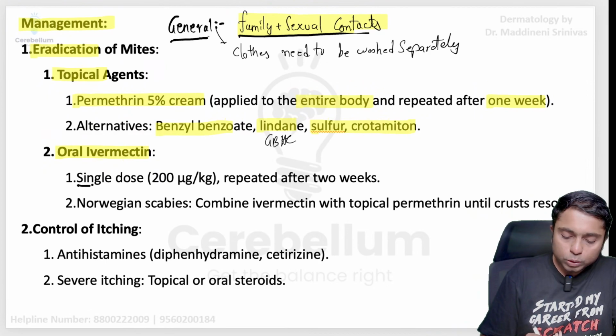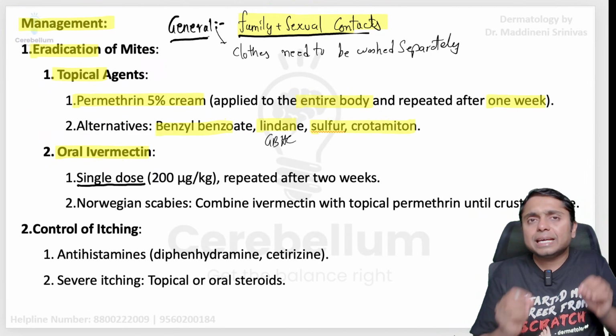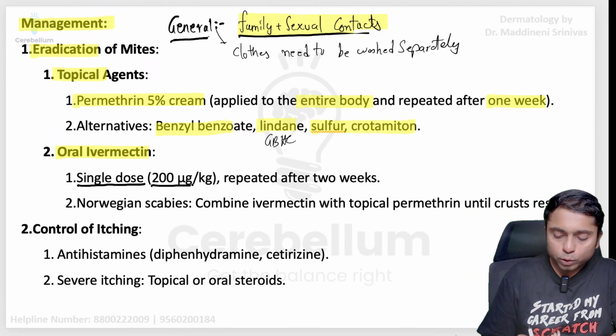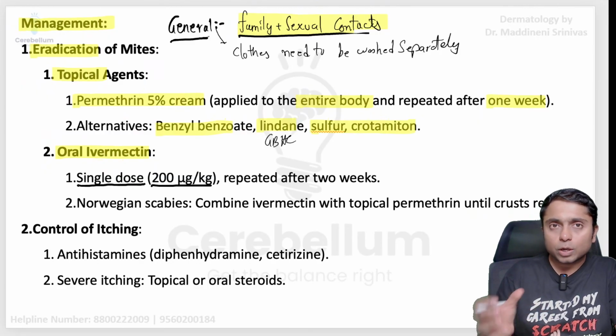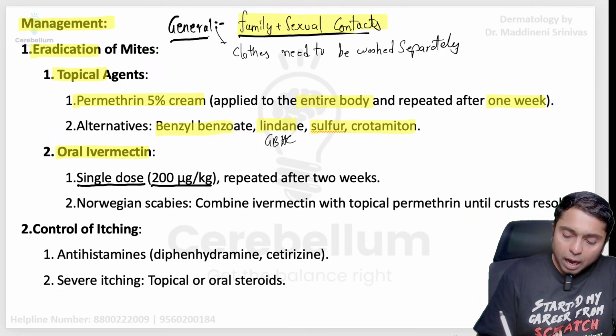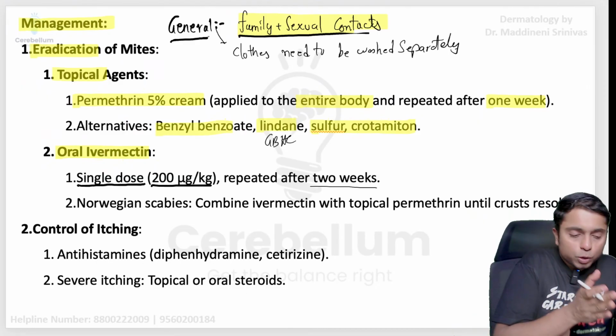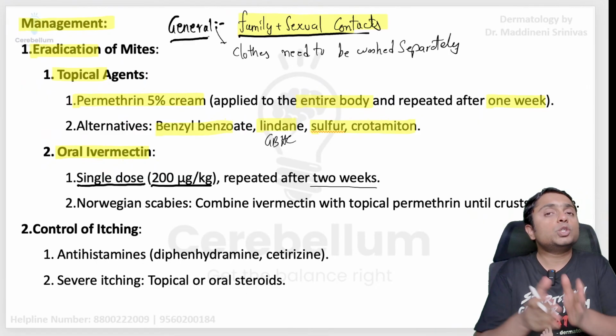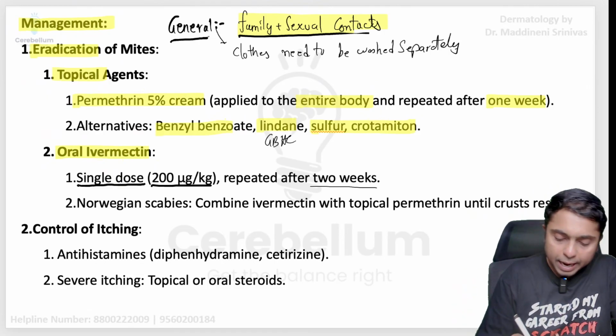Next, coming to ivermectin, remember, a single dose of 200 micrograms per kg. The dose of ivermectin is repeated after 2 weeks. So one tablet should be given today, another tablet should be given after 2 weeks. And what is the dosage?